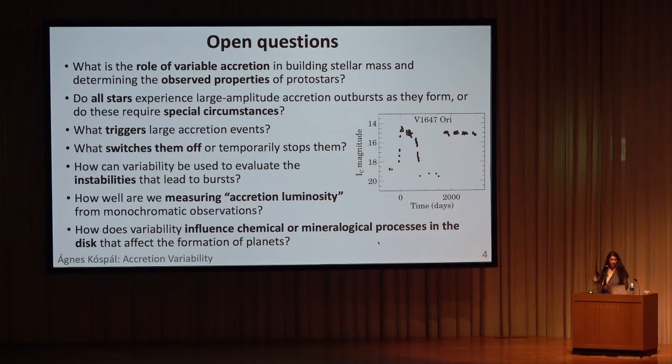Again, for which this light curve is a nice example. And how can variability such as this be used to evaluate the instabilities that lead to the bursts? And how well are we measuring accretion luminosity from monochromatic observations, such as the light curve I'm showing here, which was taken in one single filter? And how does variability influence chemical and mineralogical processes in the disk that affect the formation of planets?